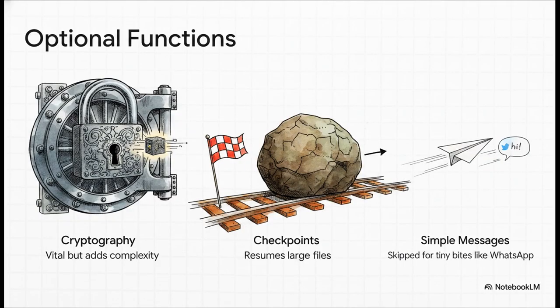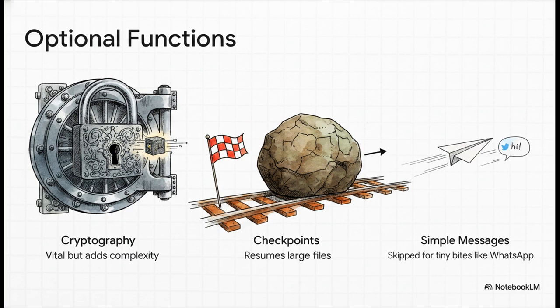But things get super interesting when we look at the optional protocol functions. Take cryptography or encryption. If you're using an HTTPS banking app to transfer your money, encryption is absolutely vital so hackers can't intercept it. But applying that heavy cryptography to literally everything increases system complexity and processing time way too much. The exact same goes for checkpoints.